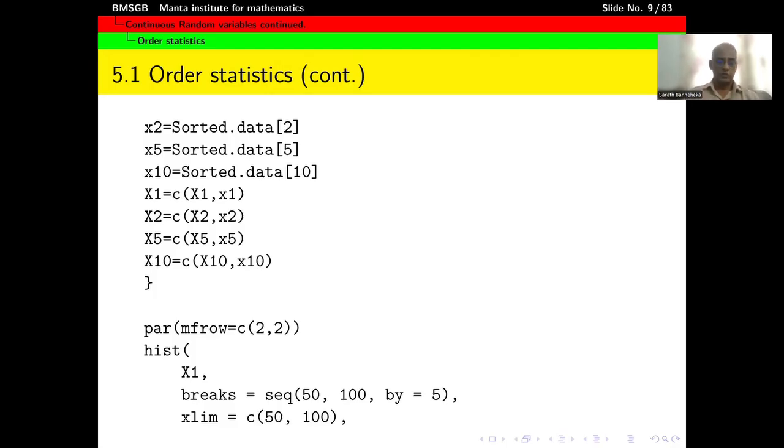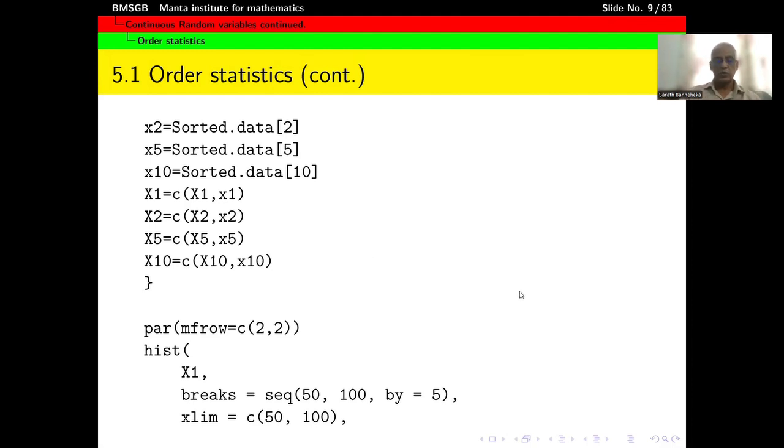In 10,000 simulations, 10,000 times doing the same thing. So at the end of this loop, I'll have 10,000 values in this vector, and 10,000 values in this vector. All the values in this vector will be a set of possible values for the minimum when we take a random sample of size 10 from the uniform 50, 100 distribution. And similarly, X10 will have 10,000 possible values for the maximum of a sample of size 10 coming from a uniform 50, 100 distribution.